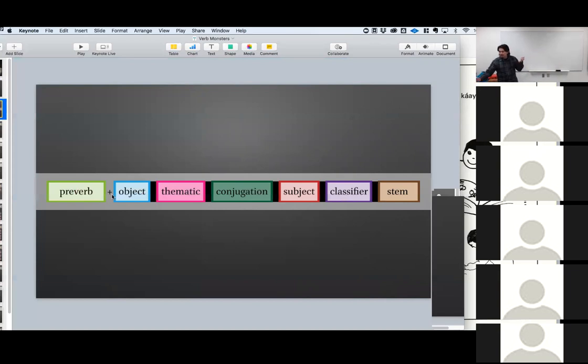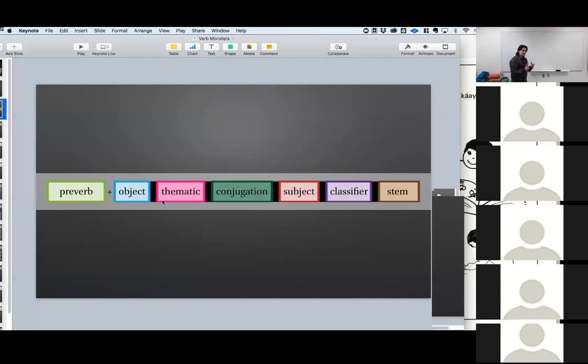Object, thematic, conjugation, subject, classifier, stem. So the object is who the verb is happening to. There's a couple exceptions. Like you say, we ran. And in that case, we're using an object pronoun. But for the most part, the object is usually the one that the thing happens to.